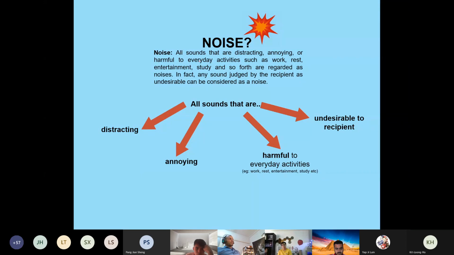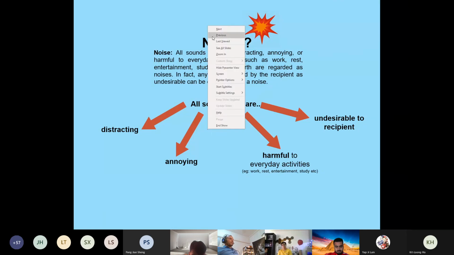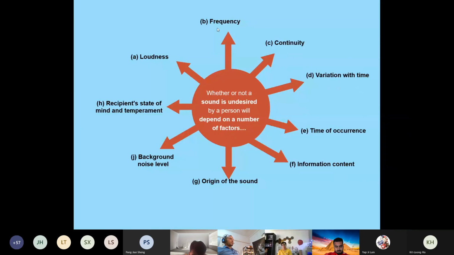In a more detailed definition, noise is any sound that is distracting, annoying, and harmful to everyday activities such as work, rest, entertainment, study, and so forth. In fact, any sound judged by the recipient as undesirable can be considered a noise. Okay, I think everybody knows this.